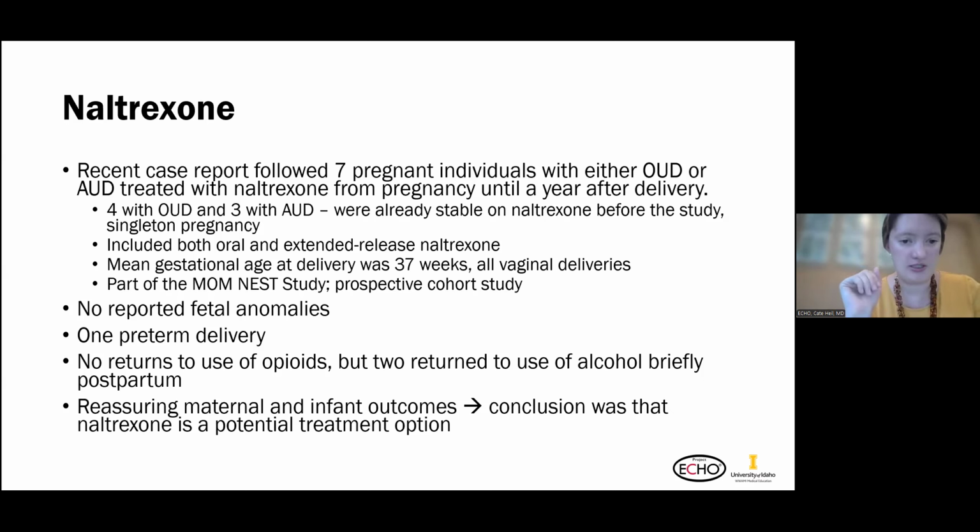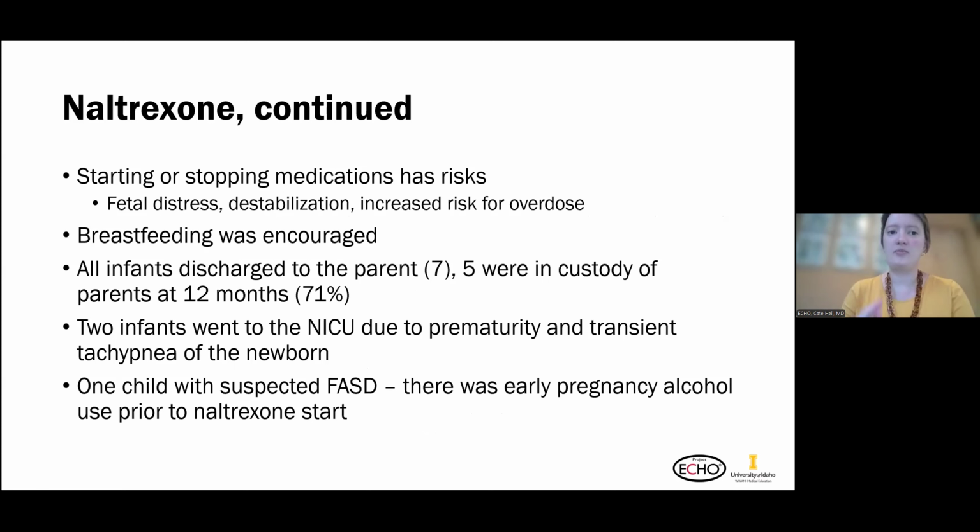Okay. So when we think about using naltrexone, if a person is stable on naltrexone, stopping medication does have risks, of course, as does starting a medication. Those would be fetal distress, destabilization of recovery, and then increased risk for overdose.